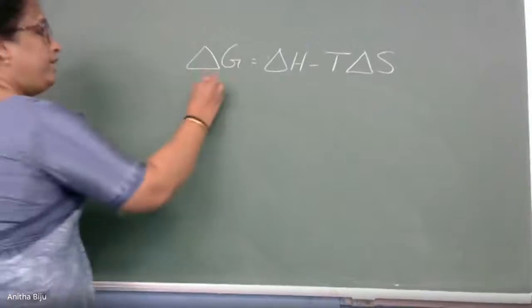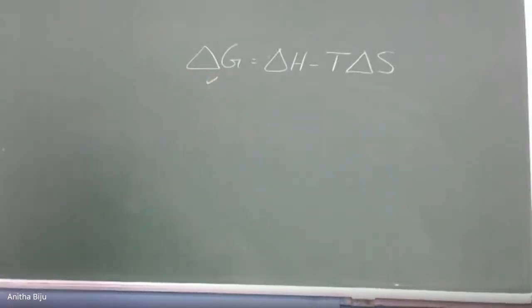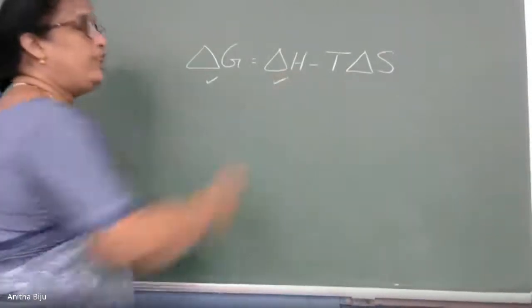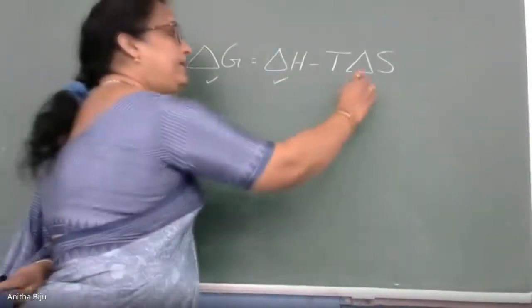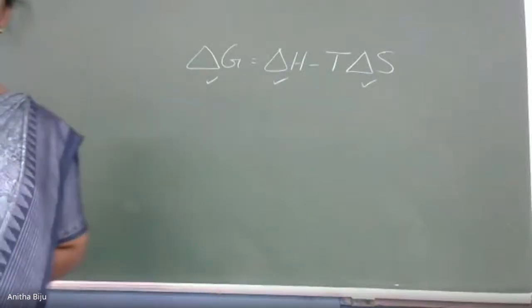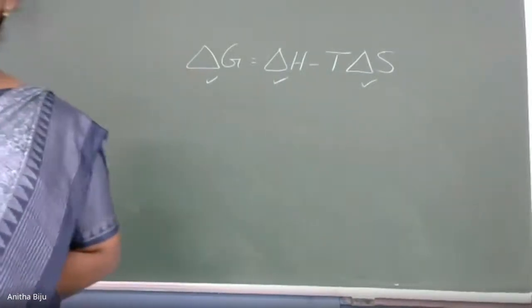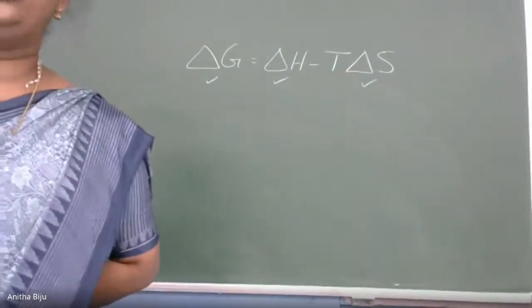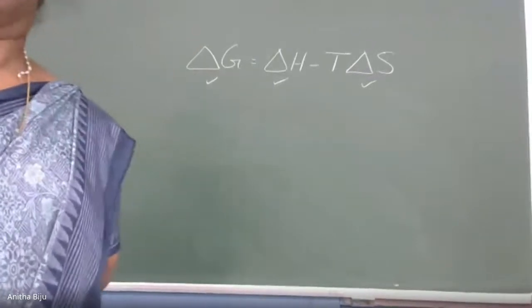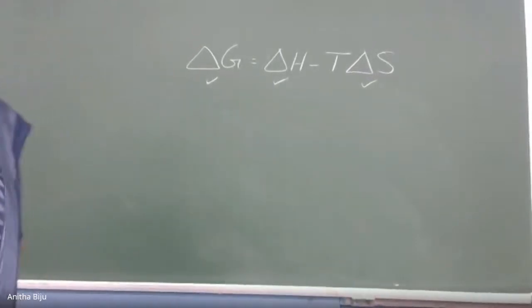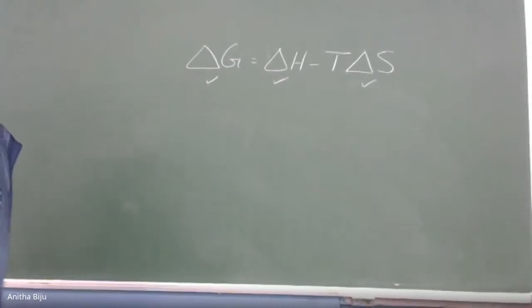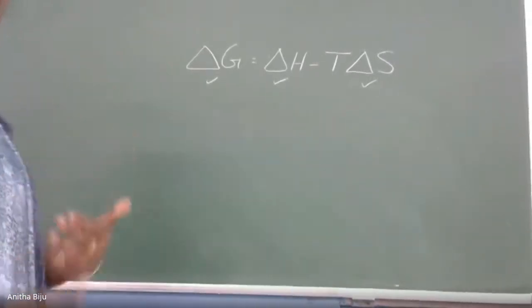First of all, delta G is there. Delta G is change in free energy. Delta H is change in enthalpy. And delta S is change in entropy. And T is temperature in Kelvin. This equation is called the Gibbs-Helmholtz equation. On the basis of that equation, we can predict whether the reaction under given set of conditions is feasible or not. So let us revise it.